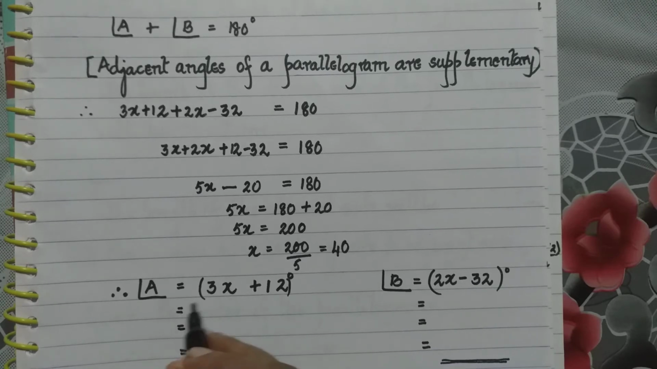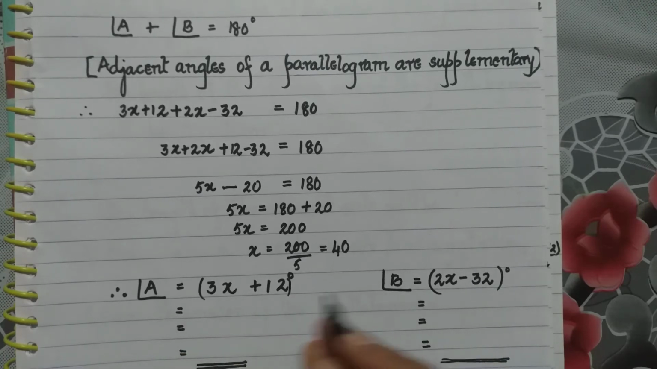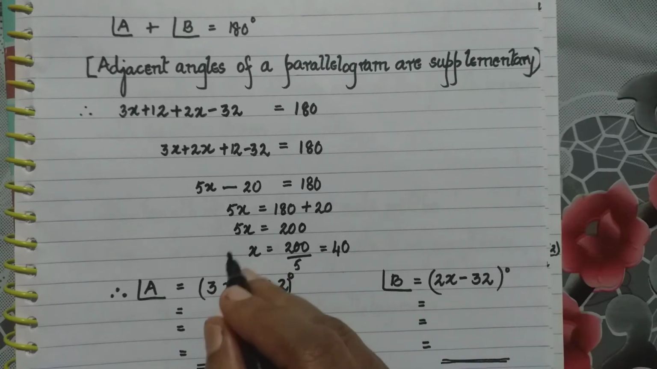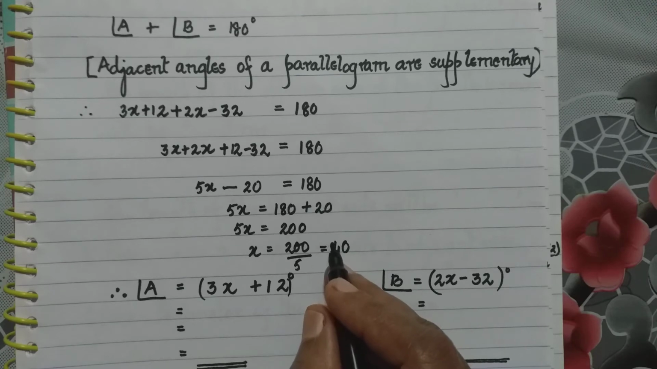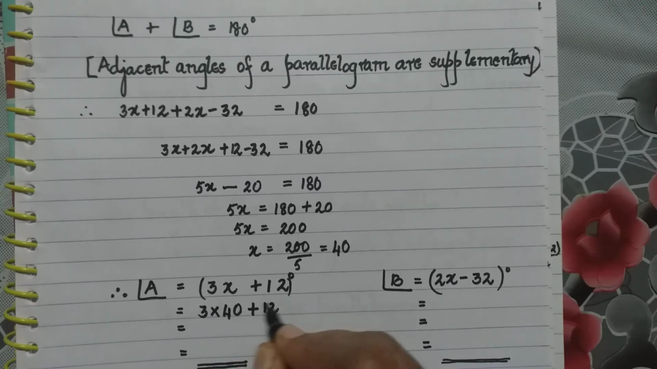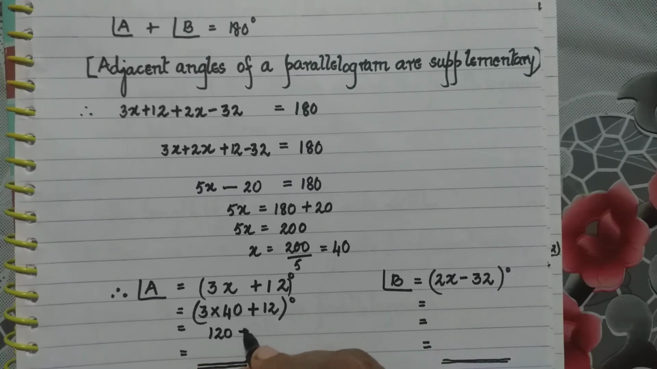We have to find what is angle A and angle B, because angle A was given as 3x plus 12 degrees and angle B as 2x minus 32 degrees. So we substitute this value of x being 40. So this becomes 3 into 40 plus 12 degrees. 3 into 40 is 120 plus 12 degrees. 120 plus 12 is 132. So angle A is 132 degrees.